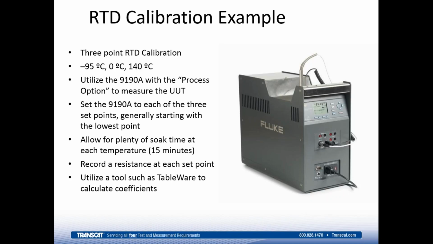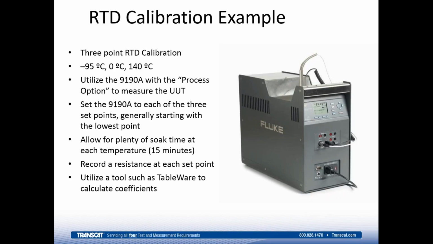I can also do it manually. You insert the probes and set the temperatures to each point. It'll take with a 9190 about maybe 15 minutes to get to the temperature point that you want. You want to allow it to soak for about 15 minutes. You take the data point and move on to the next one. So you could get done in about an hour and a half with a calibration like that.